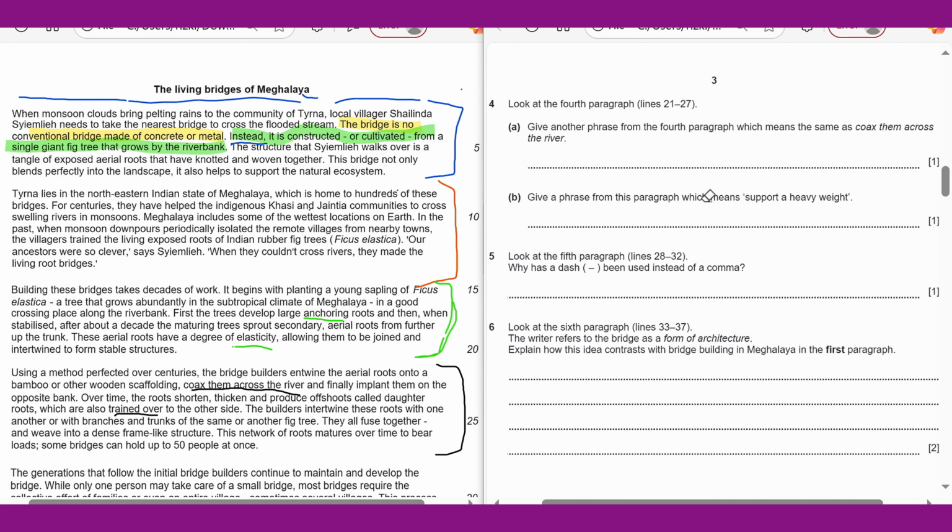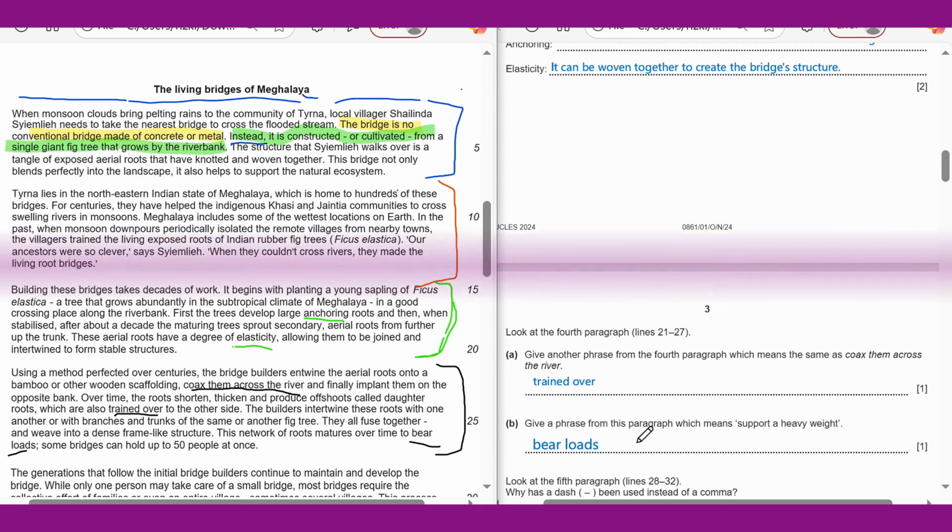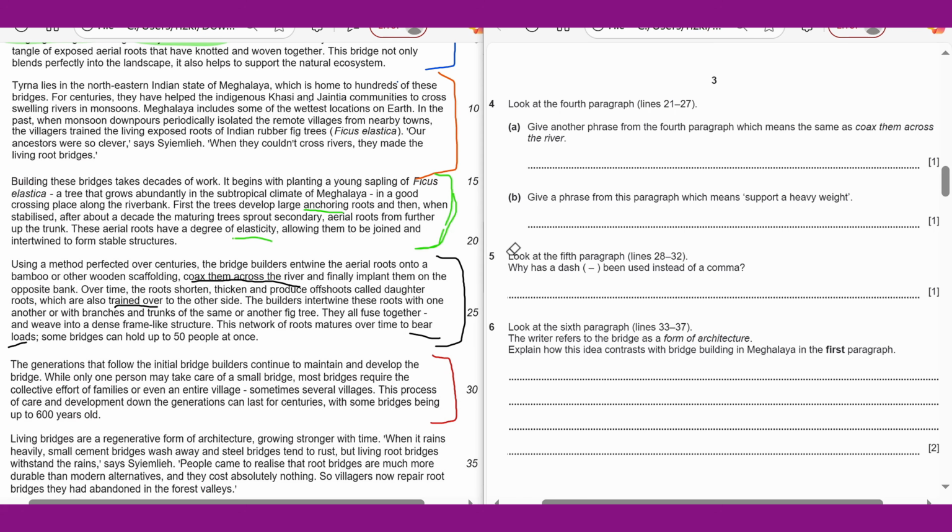Give a phrase from this paragraph which means support a heavy weight. Support a heavy weight. Okay, 10 seconds. Okay guys, let's check out the answer. Well, the answer is bear loads. Overtime to bear. So bear loads here, that is support a heavy weight.